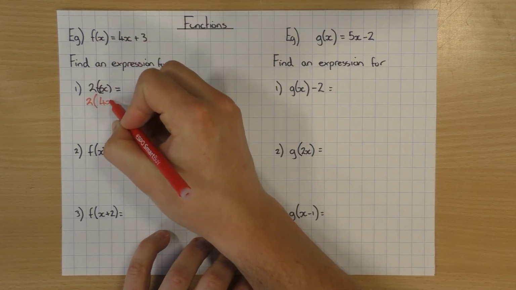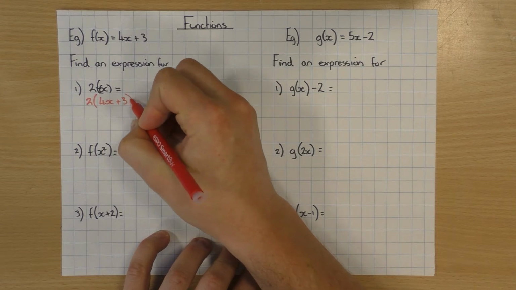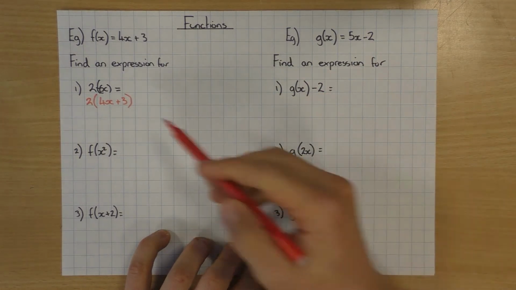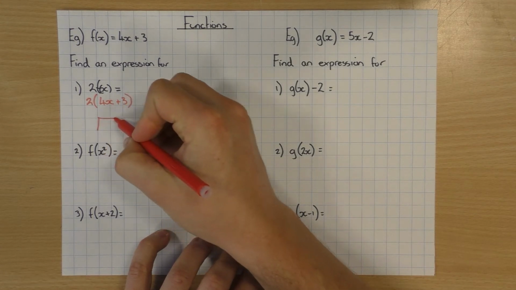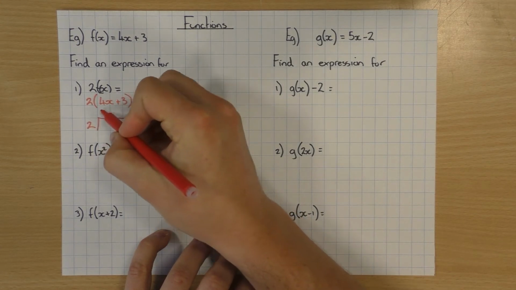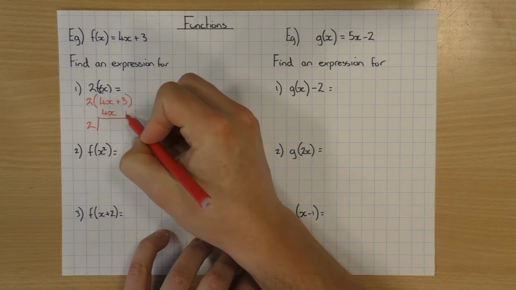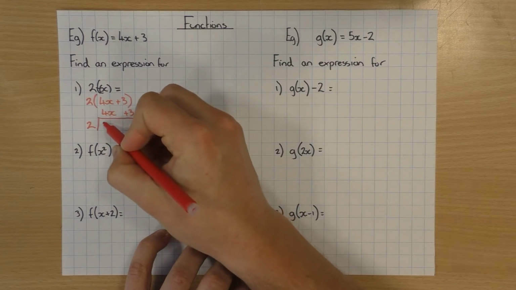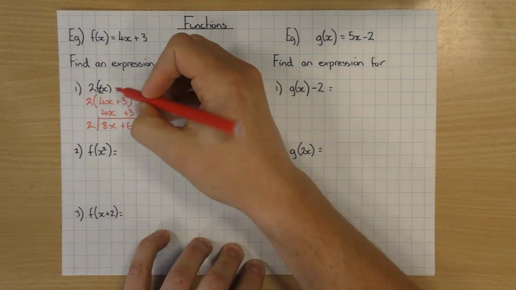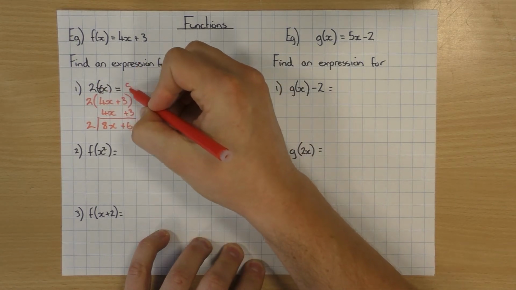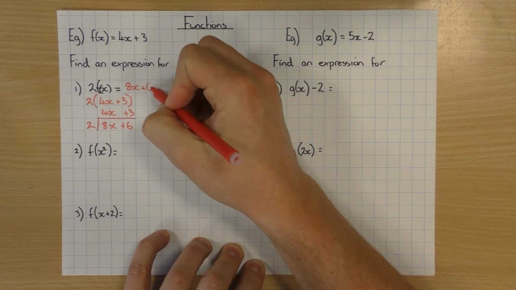So I'll put it in a bracket first. And of course, when we're timesing, I'm just going to expand that bracket. So here's me expanding it. 2 times 4x is 8x, 2 times 3 is 6. So 2 of f of x will just be 8x plus 6.